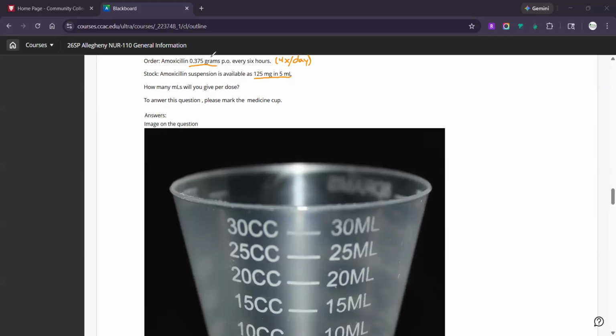When you have grams in the order and milligrams in the available, you need to convert. Now, it doesn't matter which one you convert. You just need to make sure they're both the same. So they can either both be grams or both be milligrams. I'm going to convert the 0.375 grams into milligrams. All I'm going to do is move my decimal point over 3. So that's the same thing as 375 milligrams. Remember, 1 gram is 1,000 milligrams.